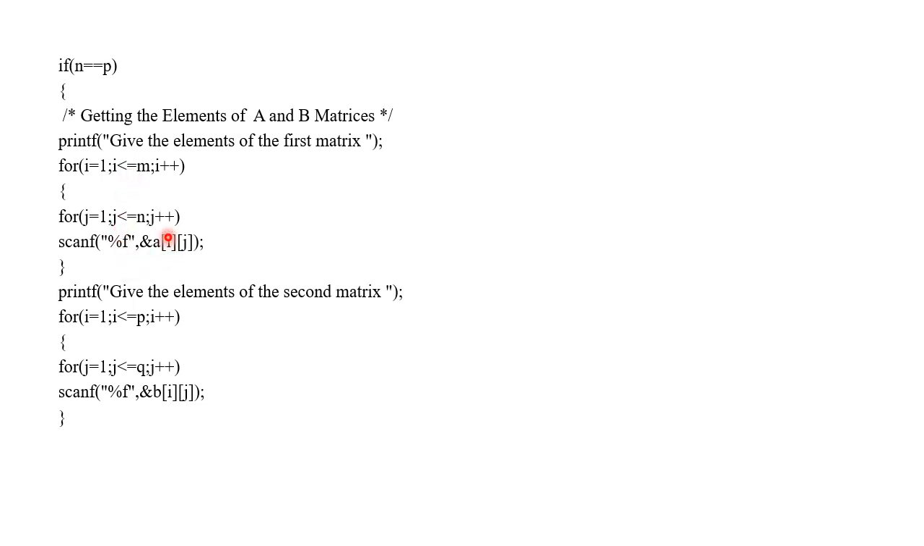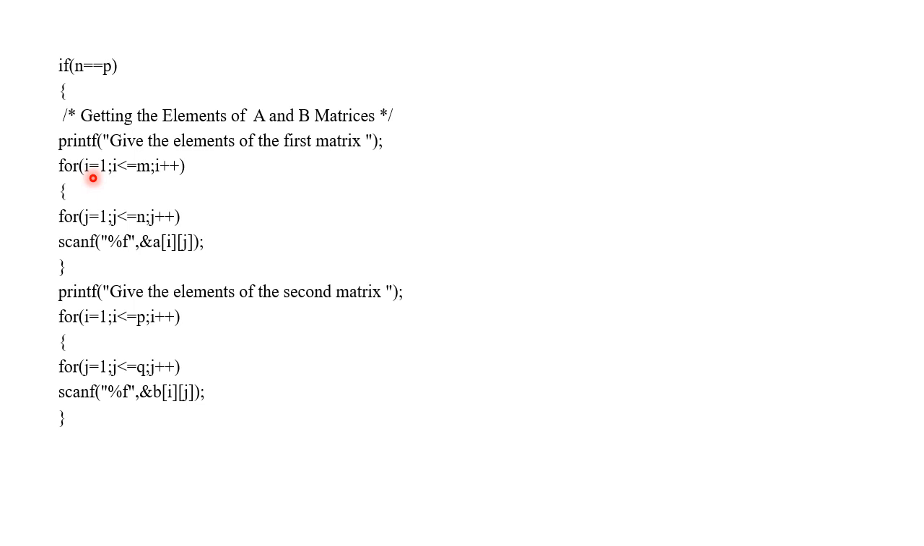And this square bracket is only used for arrays. So array variables will be put within this square bracket. So three types of brackets are there. Parentheses for function, square bracket for array indices, and this braces for including many statements. So getting the elements of A and B matrices. Printf: give the elements of the first matrix.